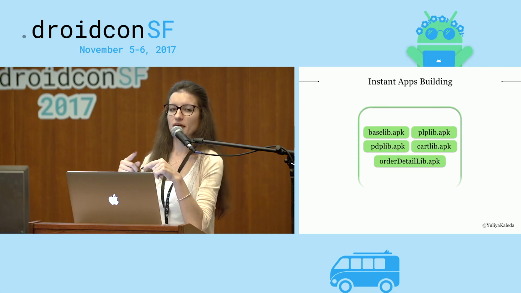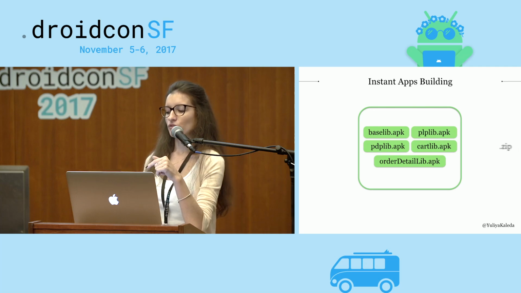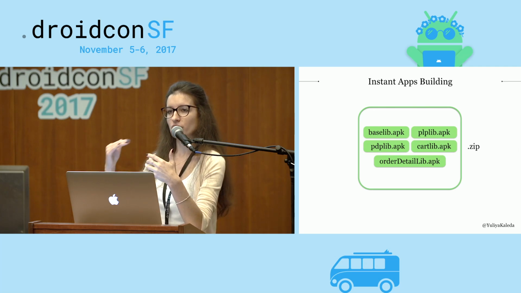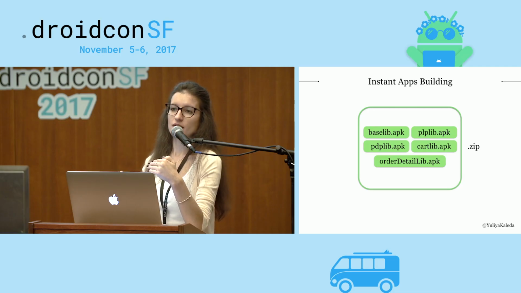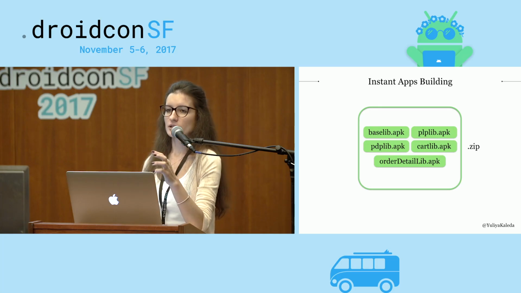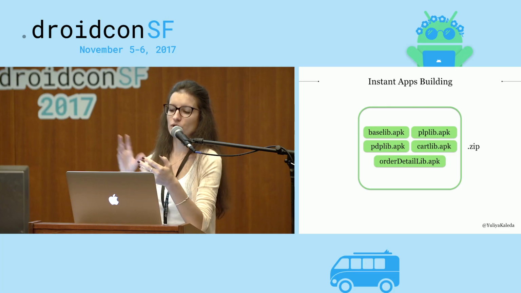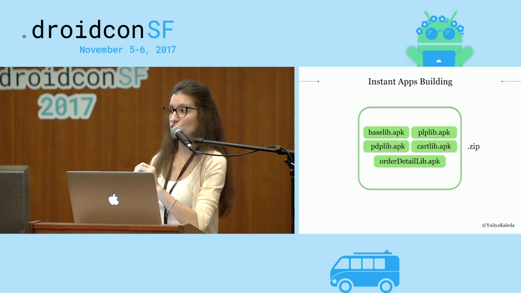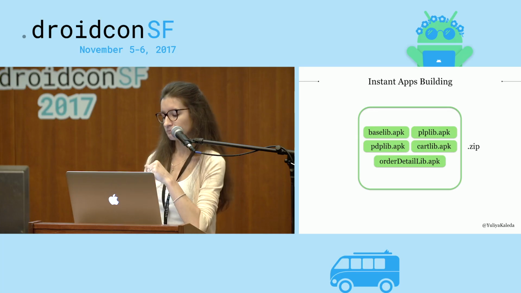Then all of these APKs are zipped up together and form a zip bundle that you will be able to find within your instant app module in the build folder. After you successfully build an instant app, you take the zip bundle and push it to the Google Play Store Instant App release channel, and it's the responsibility of Google to unzip the APKs and push separate APKs to the device per user request.